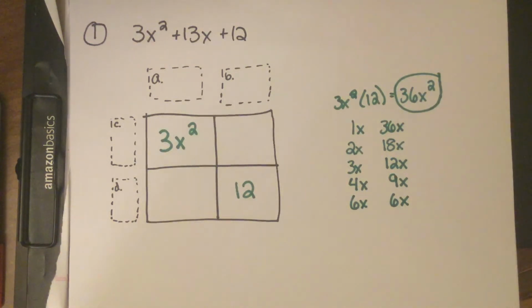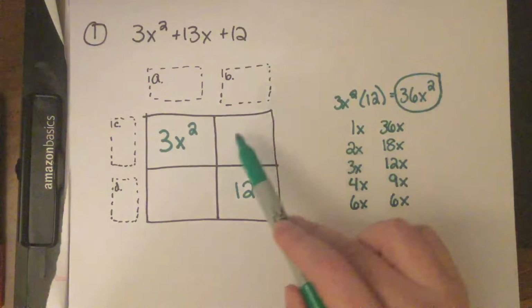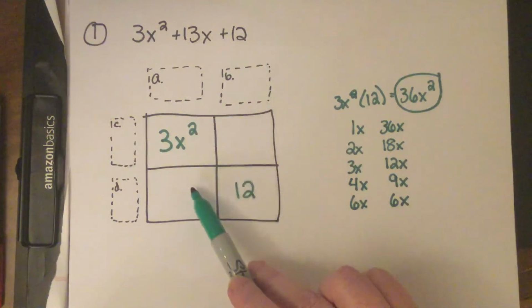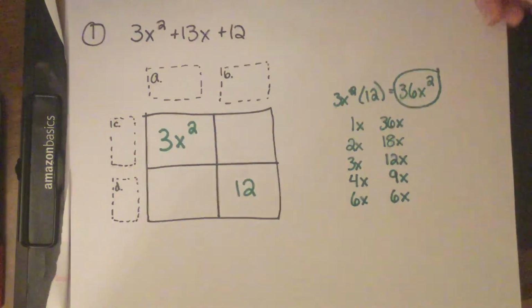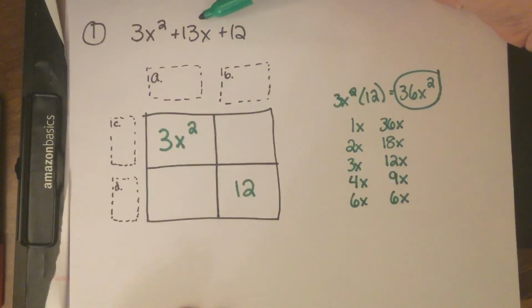For step 3, we need to pick one of these pairs. One of these pairs of numbers is going to go in these boxes right here. The way we choose is we look at our middle number in the polynomial, just like we were doing when we were looking at the diagonals.